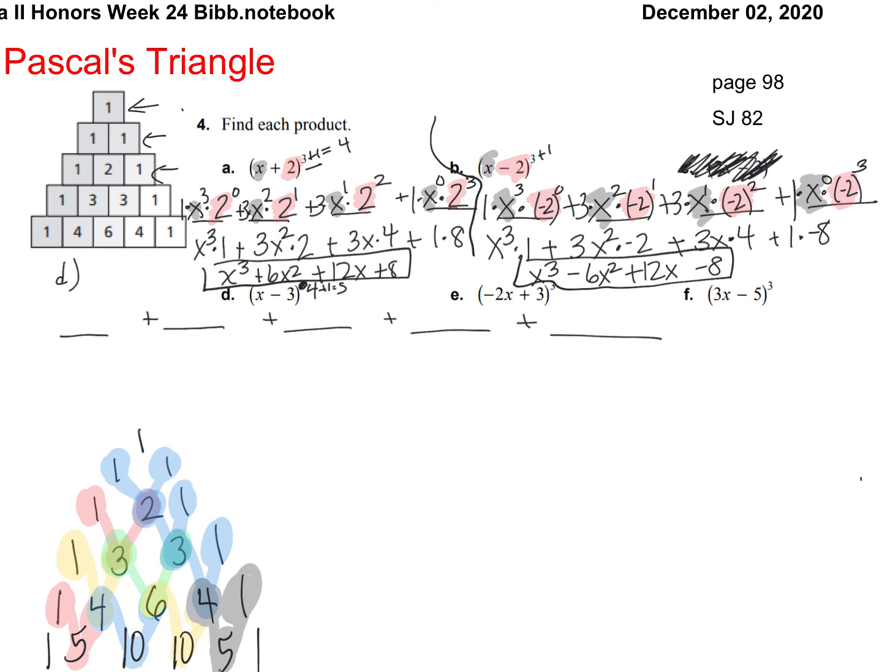Okay, I'm going to start with X. Remember, I'm going to put X in the first spot of every blank. Start with your largest exponent of 4. 4, 3, 2, 1, 0. Then put times. Put negative 3 in the second spot.